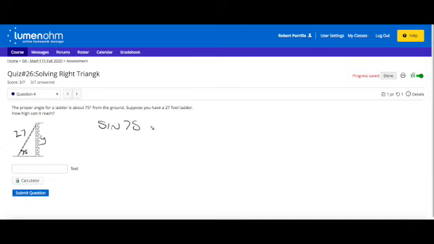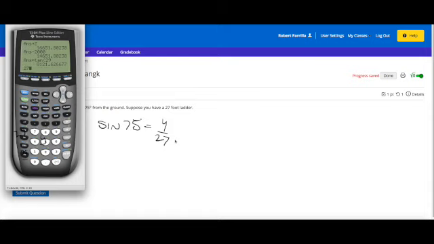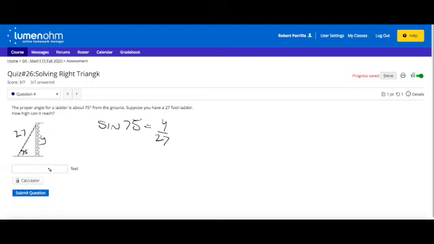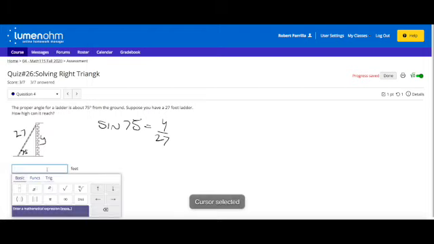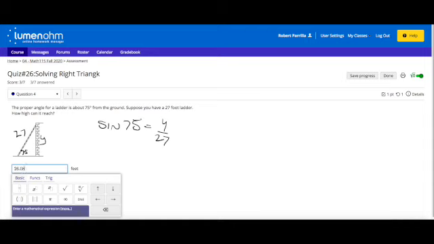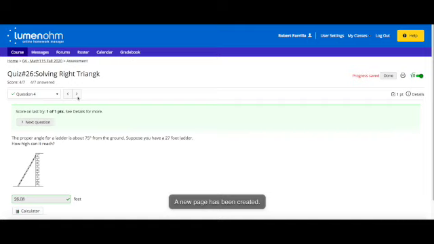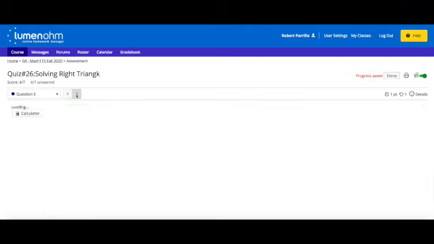Sine of 75 is equal to what? y over 27. Okay, that's easy. 27 sine 75, 27, not tangent. 27 sine of 75 will give me 26.08. It might just take 26, but I don't want to take my chances here. 26.08, right? All right, we got that one right. It's really weird how they do this, where sometimes they'll give you a really easy problem, and then a super hard problem, and then an easy one right after that. There's no pattern to this.